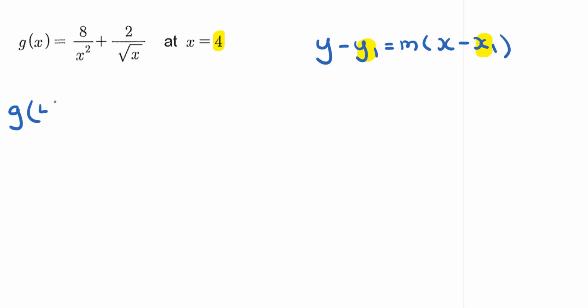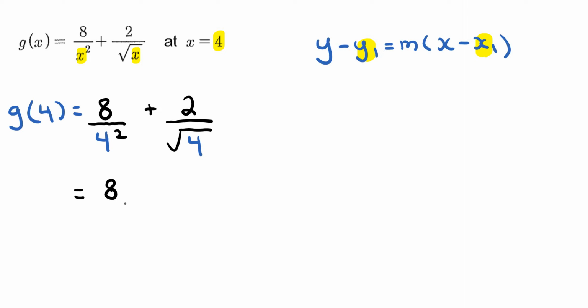So this will be g of 4, and that means that every single x value gets replaced with 4, right? So this is 8 divided by 4 to the power 2 plus 2 over the square root of 4. All right, so a little bit of work here. Let's see what we can do here. The numerator is going to be 8. The denominator is going to be 16 plus 2 over 2.